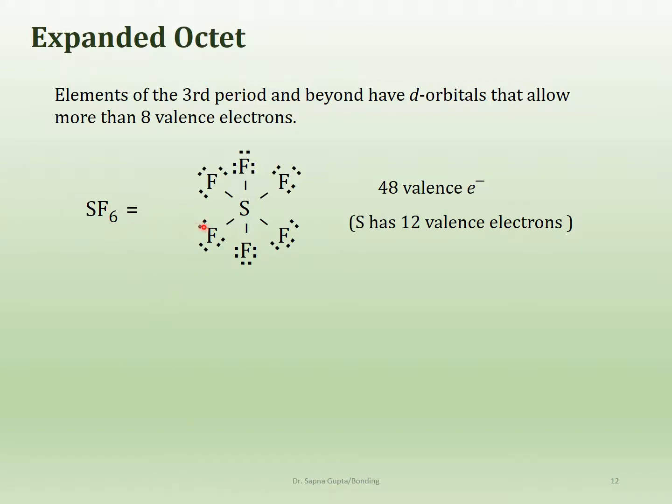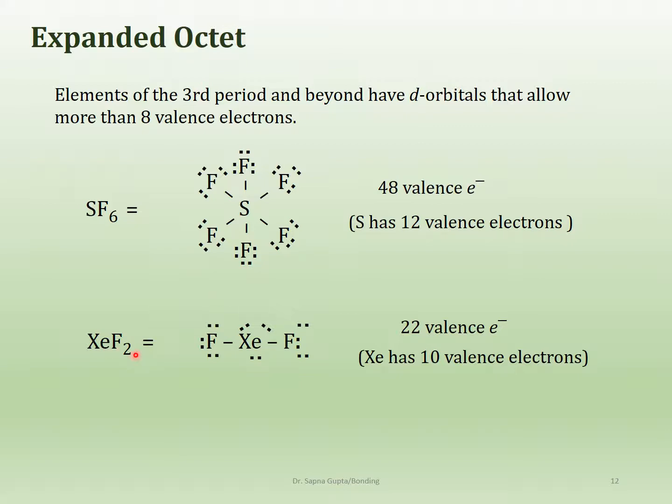Now, it does not mean that sulfur will only have expanded shell. It can still have the normal octet. But looking at the compound that it's forming, you have to decide whether it's going to be the normal octet or the expanded shell. So you can have both. So be careful when you're writing the Lewis structure.